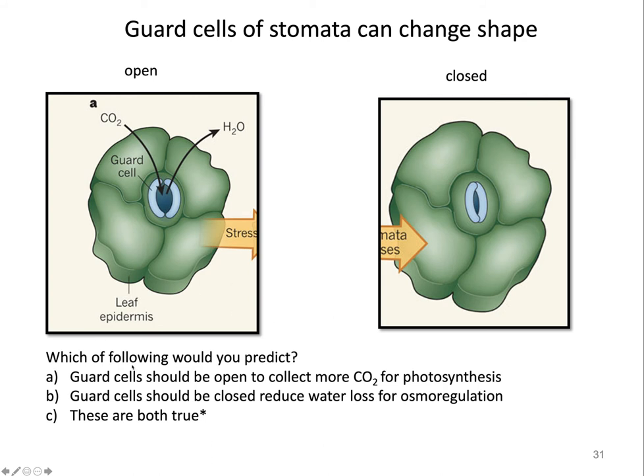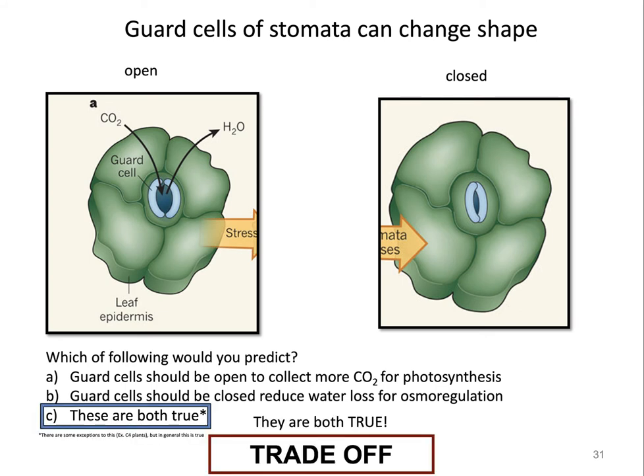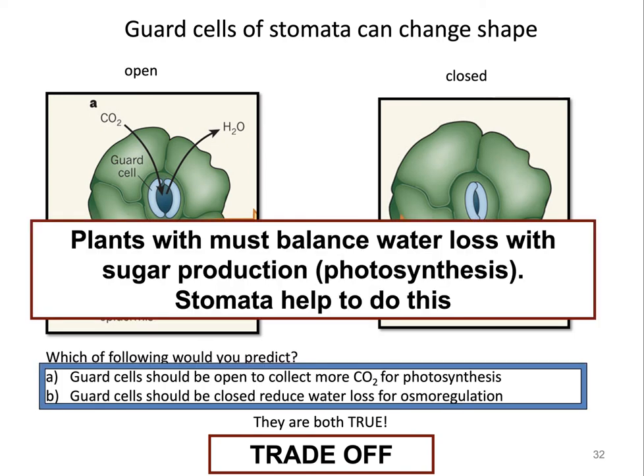So which of the following would you predict based on this? Okay, so if you said these are both true, that is the case. This is a great example of a trade-off where there's advantages to staying open, but there's also advantages to keeping those stomata closed. And so let's explore this trade-off in a little bit more detail.